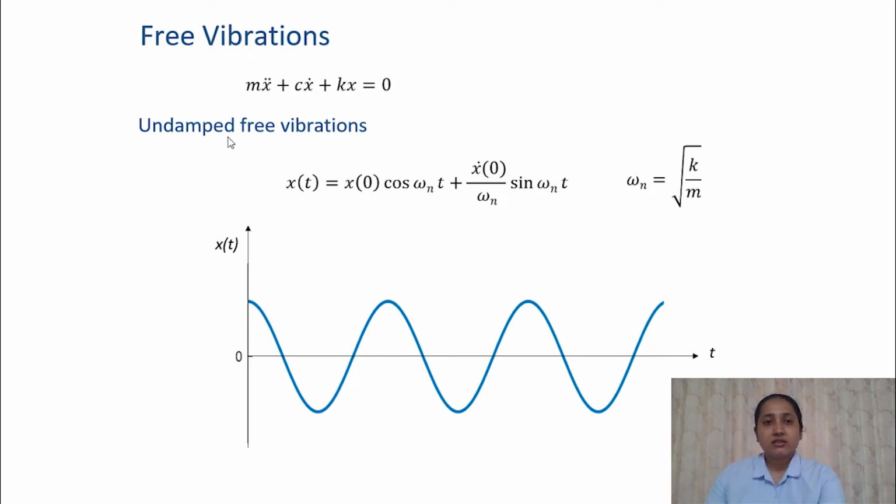So this is the undamped free vibrations response. It's undamped when C becomes 0. So the displacement response is like this. X naught, that is the initial displacement, multiplied by cos omega n t plus x dot naught, that is the initial velocity, divided by omega n multiplied by sine omega n t. And omega n, we have seen that it's equivalent to root of k by m, and it is known as the natural frequency of this system.